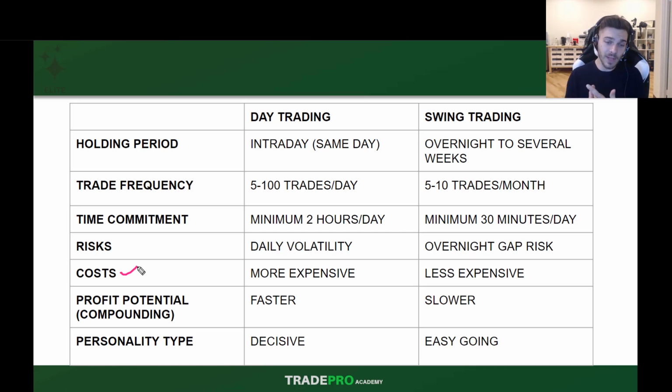Another thing that will add up is commissions. As you can see on the frequency tab over here, 5 to 100 trades per day will add up. The more trades you're taking, the more commissions you're paying, and the higher your costs. So from a software perspective, day trading is more expensive, and from a commission, cost-of-doing-business perspective, day trading is also more expensive because you're going to be taking more trades.